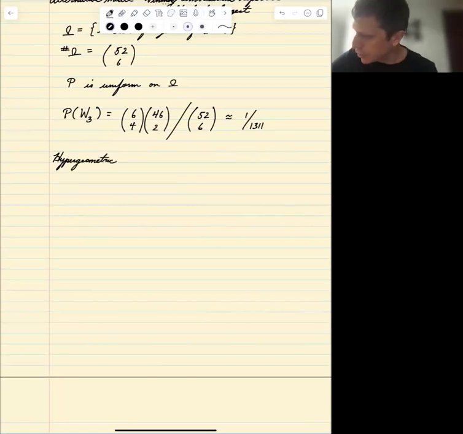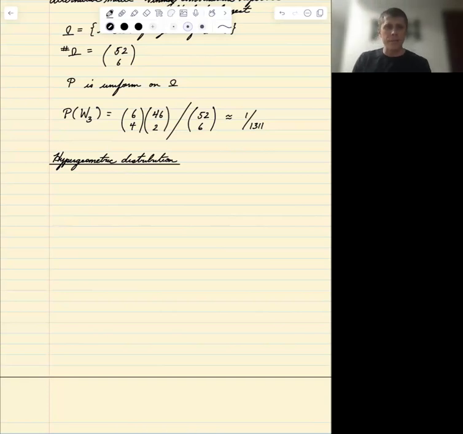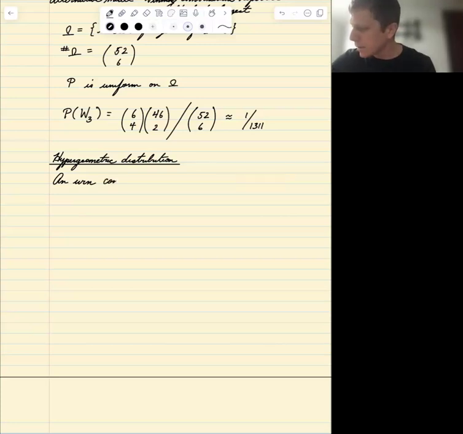This is a special case of what's called the hypergeometric distribution. Hypergeometric distribution is a distribution for choosing balls uniformly at random without replacement. Okay? And so the setup is as follows. We have an urn. This is what's called an urn model in probability. Urns are maybe antiquated, but you think of an urn, it's just a big box. And the urn contains big N balls.